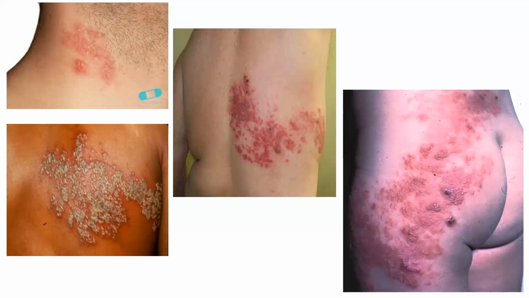This is herpes zoster. You can see the zosteriform or the dermatomal distribution. Some of these are the cervical, thoracic, as well as the lumbar herpes zoster.